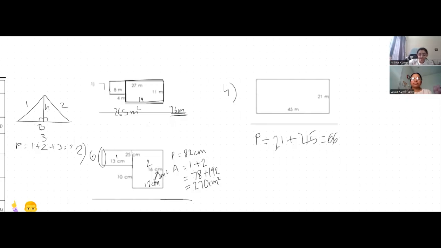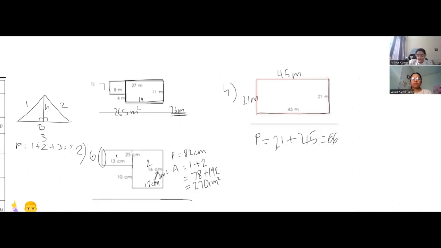Because what people end up doing is they only add 2 sides. But guess what? There are 2 more sides here. So we have to make sure for the perimeter that we add all of the side lengths, so we get the perimeter of the whole thing and not just half of it. Since it's a rectangle, the side length here is also going to be 21 meters, and the side length here is going to be 45 meters.